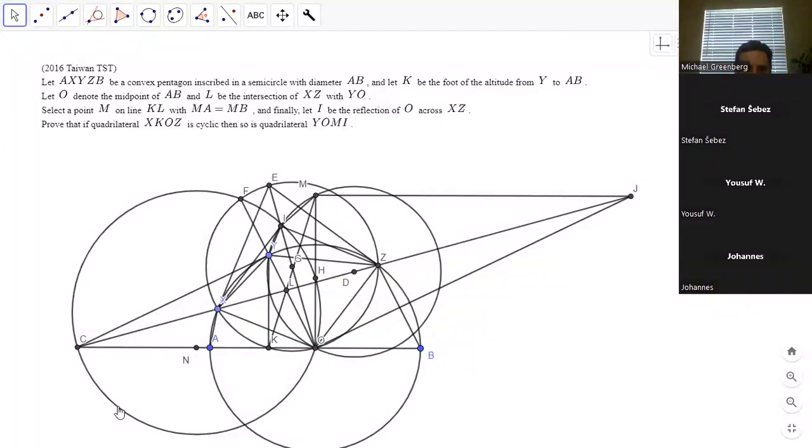But ND is parallel to OJ, right? ND is parallel to OJ. Yeah, that's the midpoint theorem, because they're both midpoints. And because OJ is parallel to CY, we have that OJ is perpendicular to OY. Yeah, that solves the problem.